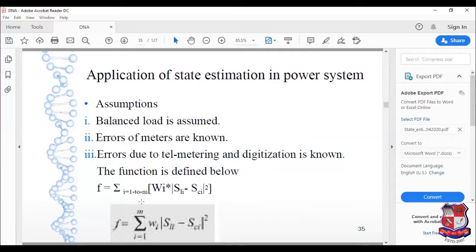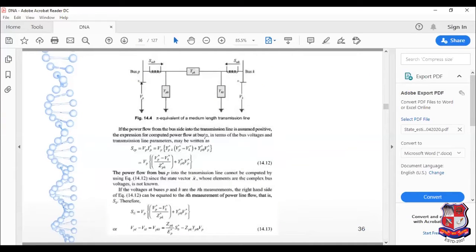Now our function is defined as, if suppose we have m measured variables, then sigma i equals 1 to m, wi times measured value minus calculated value, whole square, if we are discussing line values. So if we apply this theorem, then consider that we have a two bus system, bus number P and bus number K. In between, we have two measuring instruments, this is connected nearby P and this is connected nearby K.